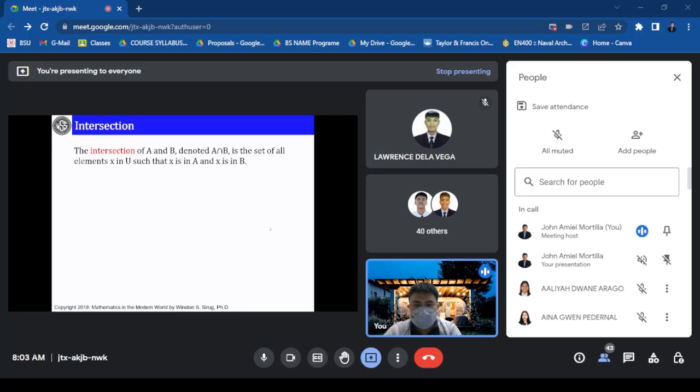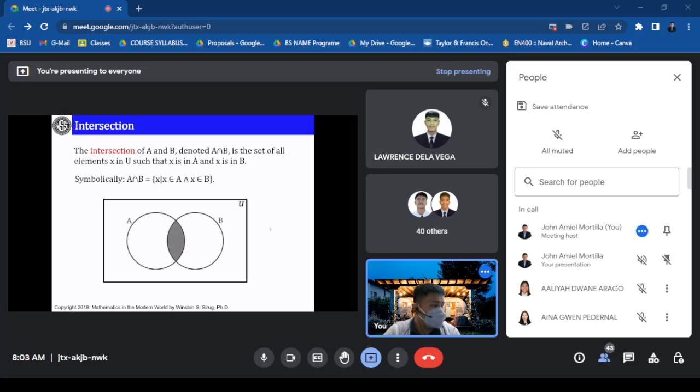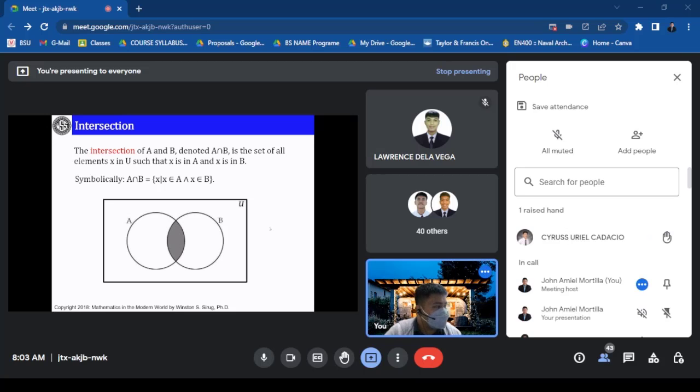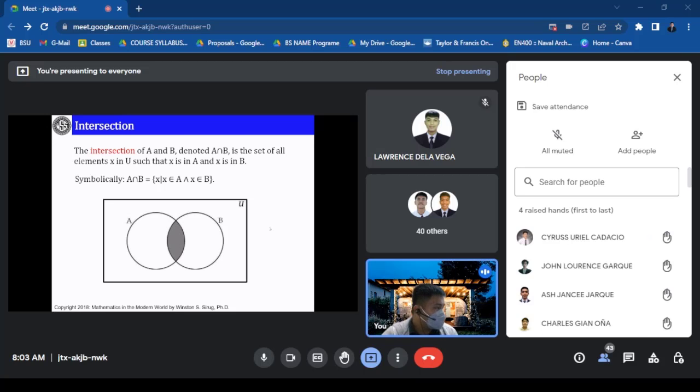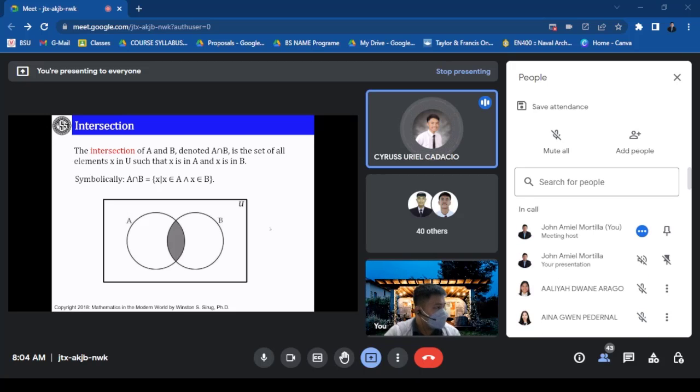So, intersection, please read. Okay, Cyrus. The intersection of A and B is the set of all elements X in U such that X is in A and X is in B.